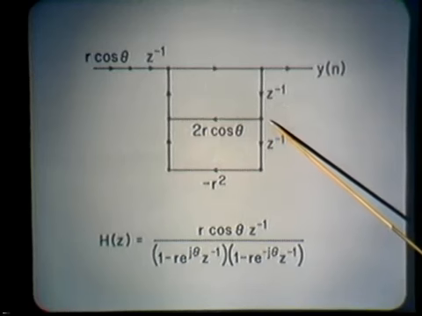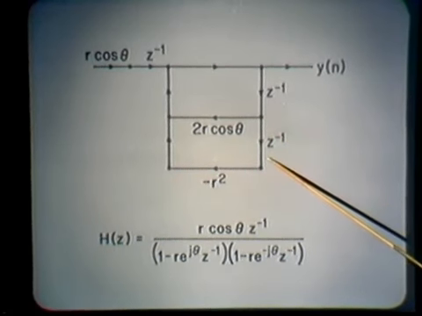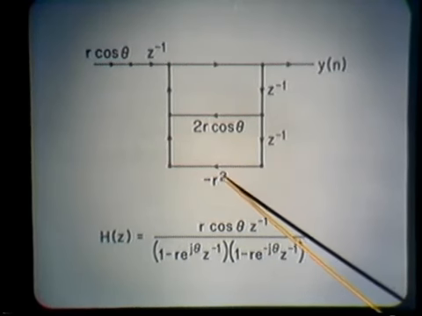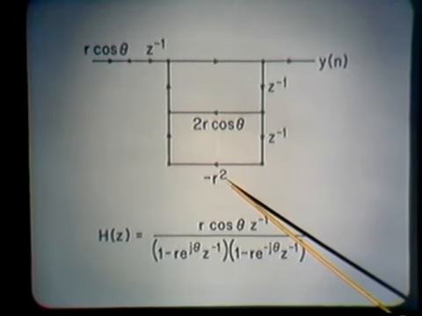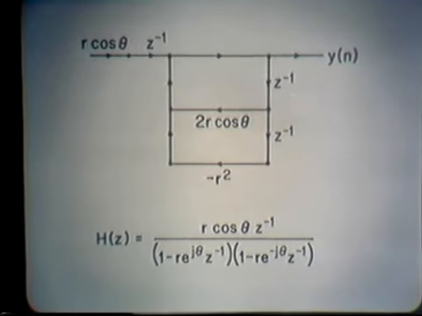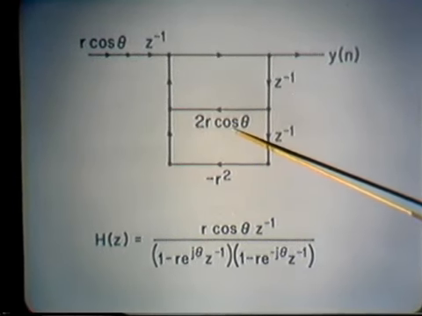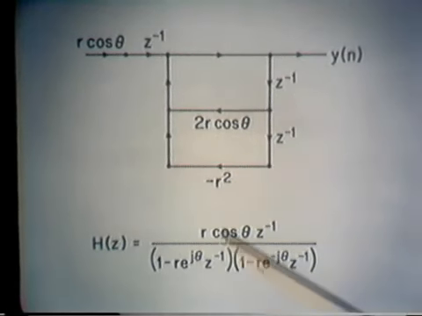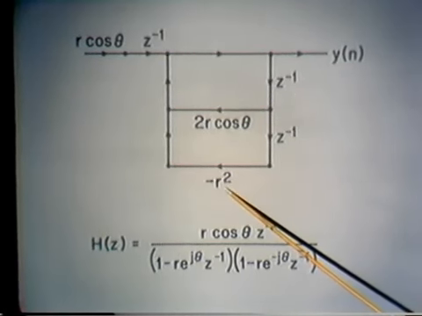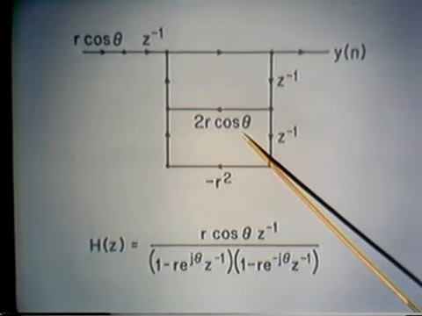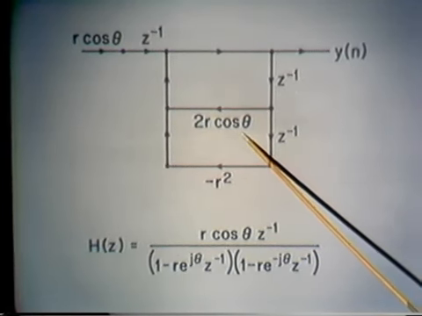In the actual implementation of a cascade or parallel form structure using a second-order section of this form, it is these coefficients that are quantized to fit within a finite register length. We see then that the quantization of the coefficients for this particular network form corresponds to quantizing the parameter r squared and quantizing the parameter 2r cosine theta.